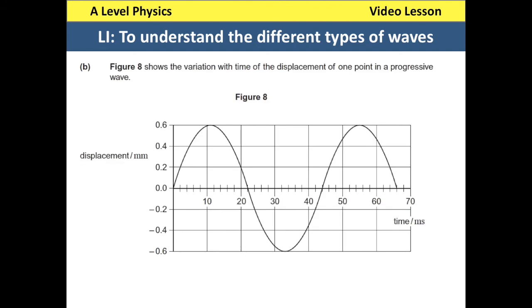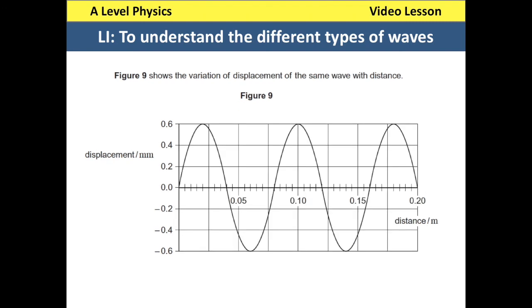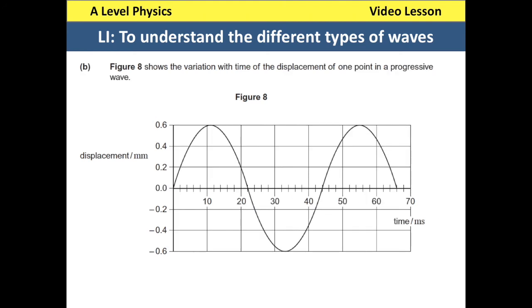Now part B is a continuation of the same question, but unfortunately you're going to need to use some diagrams. So I'll read you the question, but then you might need to go back to look at the diagrams as well once you're writing down your answer. Figure 8 shows the variation with time of the displacement of one point in a progressive wave. So there you can see how the displacement varies with time. And then it also says that figure 9 shows the variation of displacement of the same wave with distance. So we have those 2 diagrams here. I'll flick back to figure 8.